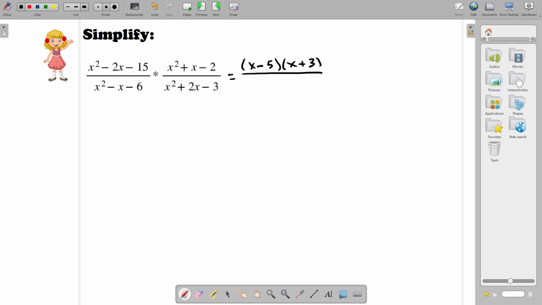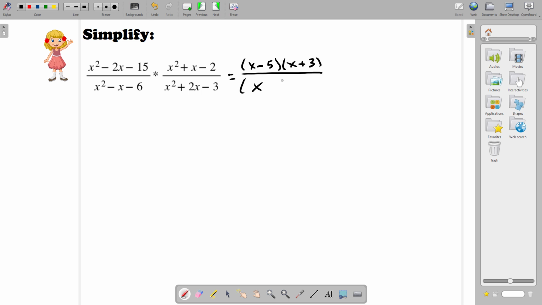X times x is x squared. Outsides I get x times 3 is 3x. Insides negative 5 times x is negative 5x. That gives me the negative 2x. And negative 5 times positive 3 is negative 15.